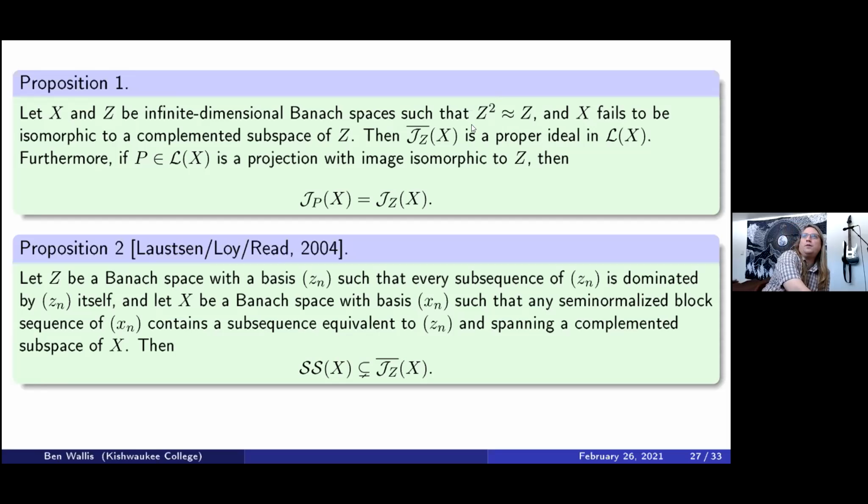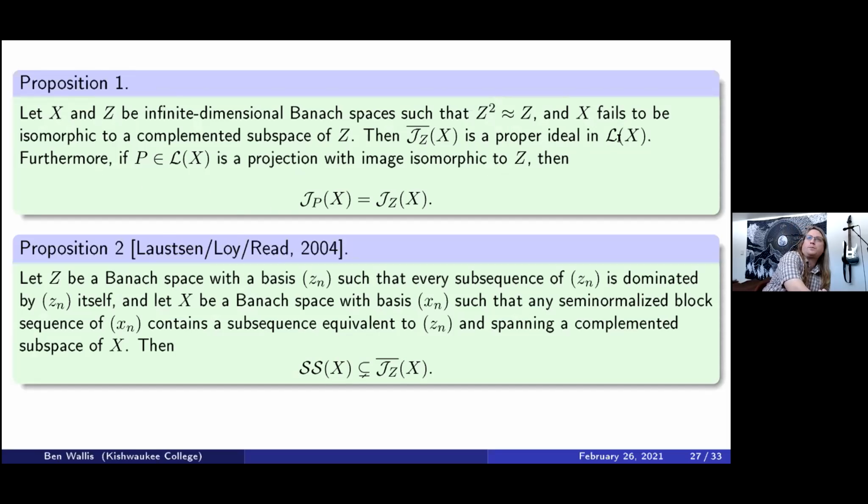These two ingredients basically say that I'm going to apply LP to play the role of big Z there. So the LP factorable operators are going to be a proper ideal in both the Lorentz sequence space operator algebra and the Y space operator algebra. And also any projection onto LP generates the LP factorable operators. That's the other thing that we get, again, provided that you have those assumptions. And then I also needed a result from this Lowen-Lawson-Reed paper back in 2004 when all this stuff started to be kind of rekindled.